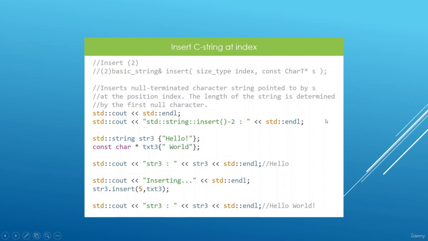We can also insert a C string at a given index. Here we have an example. We have str3, which is a string, and we have txt3. So this is a C string. We are going to say str3 insert. We're going to specify the index where we want this thing inserted. So the index is going to be 5. If we go to our str3 here, we're going to say 0, 1, 2, 3, 4, 5. That's the index where we're going to insert, and it's going to go in front of the exclamation mark here. So we're going to say hello world and exclamation mark, just like you see here.